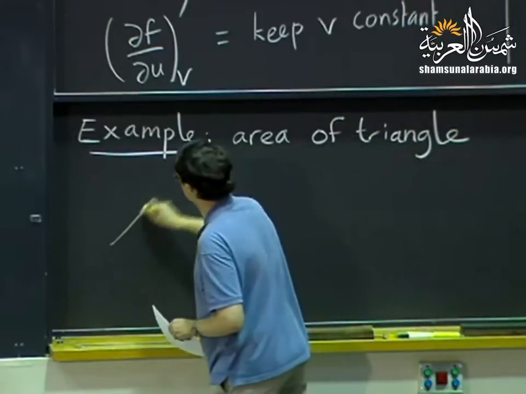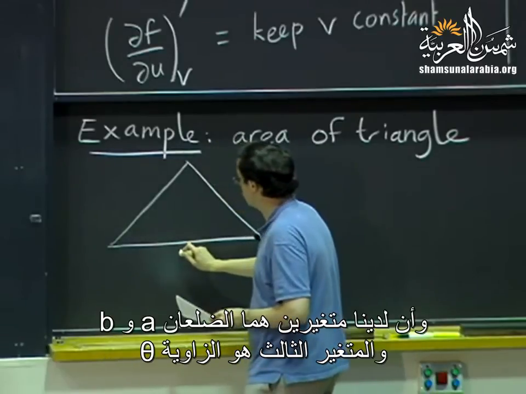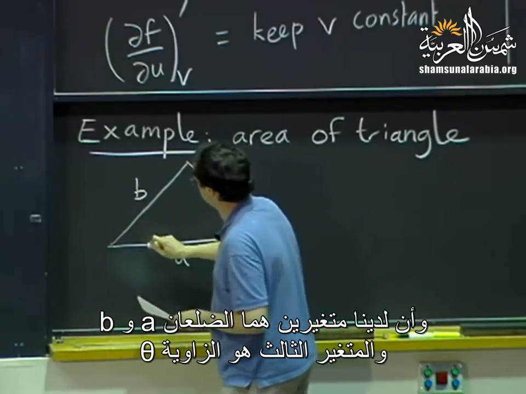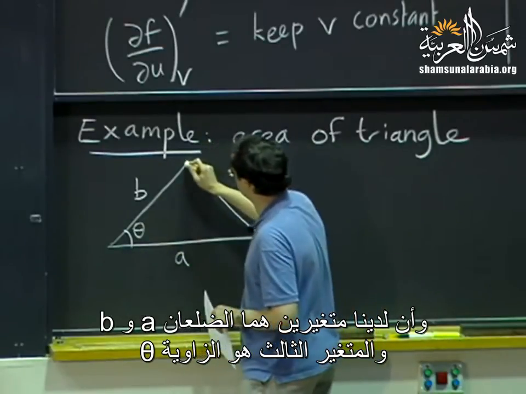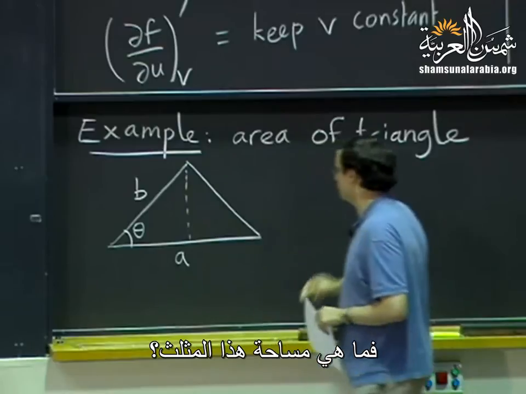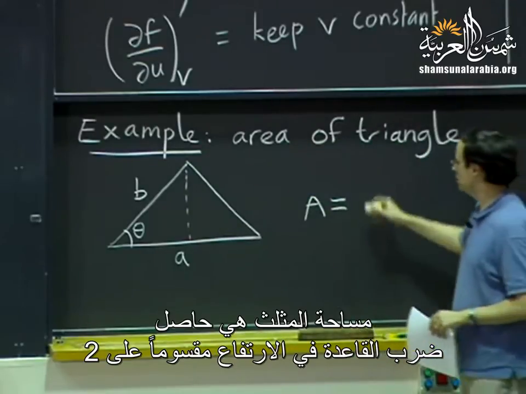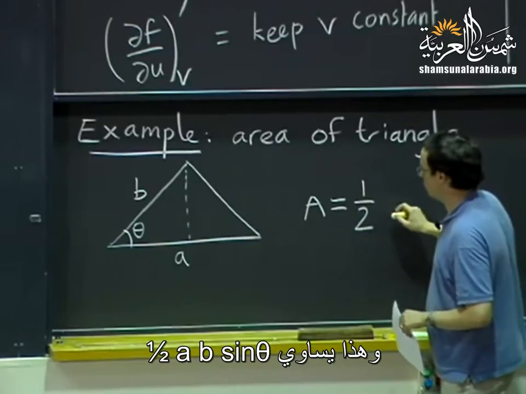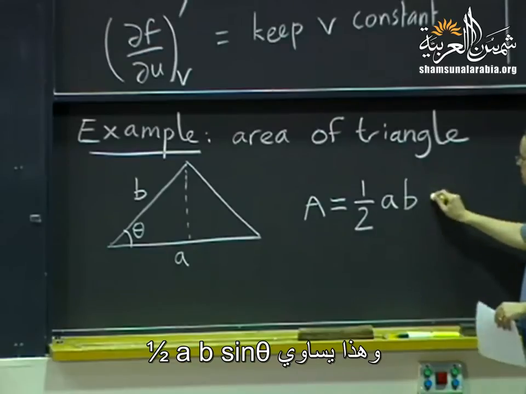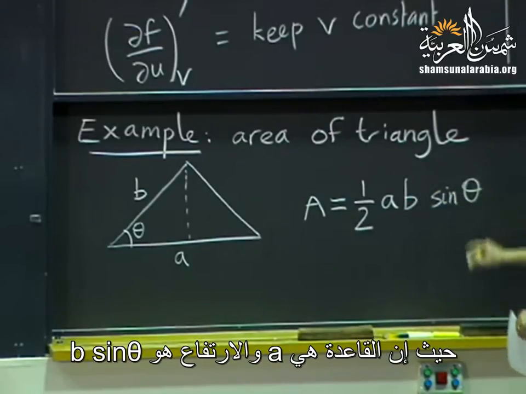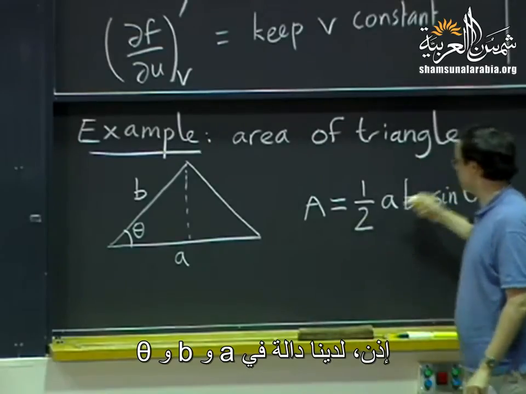Let's say I have a triangle, and my variables will be the sides A and B, and the angle here, theta. So what's the area of this triangle? Well, it's base times height over 2, so it's 1/2 of the base, which is A, and the height is B sine theta. So that's a function of A, B, and theta.